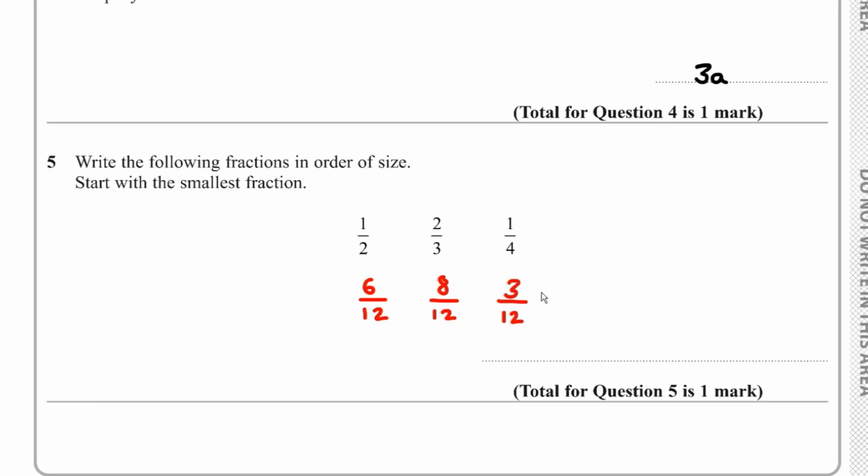So which one is the smallest? Well, that will be this 3 over 12, which corresponds to 1/4. After that we have 6 over 12, which corresponds to 1/2. And after that we have 2/3.